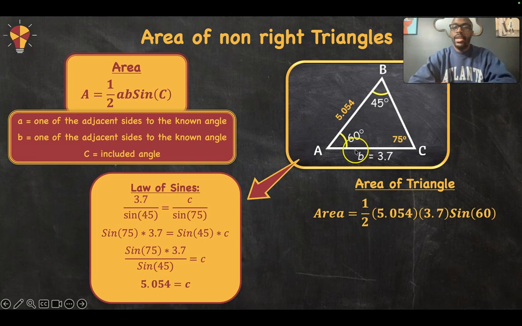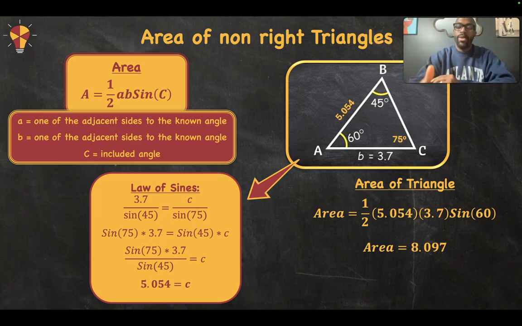So now let's go ahead and plug it into our formula: 1/2 times A and B. Now our two adjacent sides to the known angle are 5.054 and 3.7, and our included angle is 60. And then we should get our exact same answer. Now, I know how you see this is 8.097. Because we are rounding these numbers here, it might be off just a little bit, but you would get marked 100% correct as long as your work and your process match your final result. Because as long as you're rounding, your answers may or may not be a little off at the end. So I do want you to write both, and they both are correct.